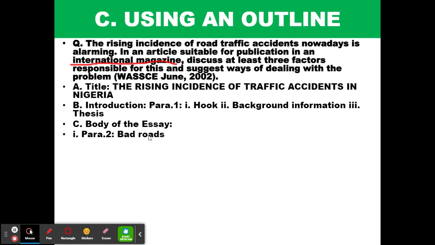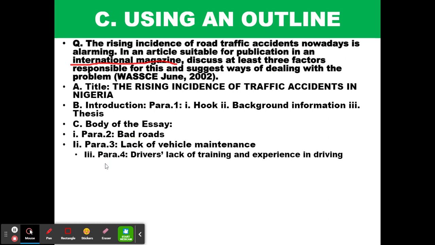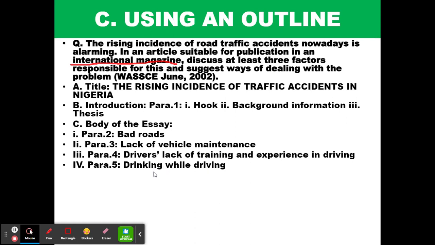Here, your outline will include the key points you are going to discuss. For example, in paragraph 2, you are going to discuss bad roads as one of the three factors responsible for the rising incidence of road traffic accidents. Then in paragraph 3, you are going to discuss lack of vehicle maintenance. And in paragraph 4, you are going to discuss drivers' lack of training and experience in driving. In paragraph 5, you are going to discuss drinking while driving. And in paragraph 6, you are going to present solutions and recommendations, because here you are asked to suggest ways of dealing with the problem, which is the solution.